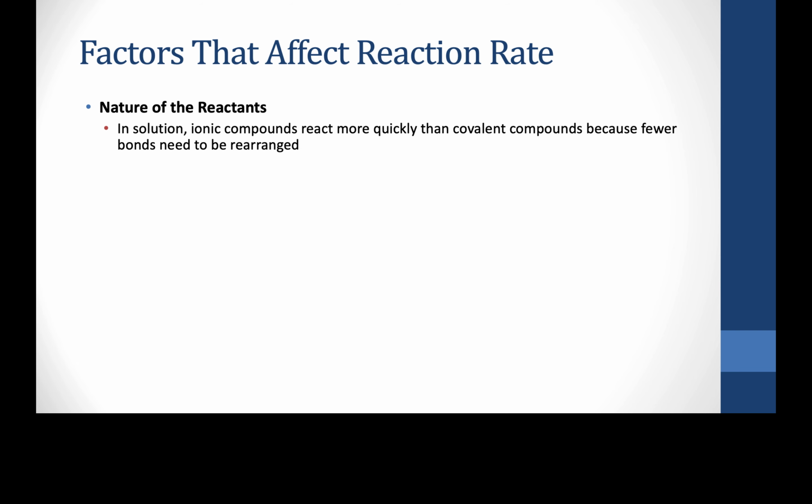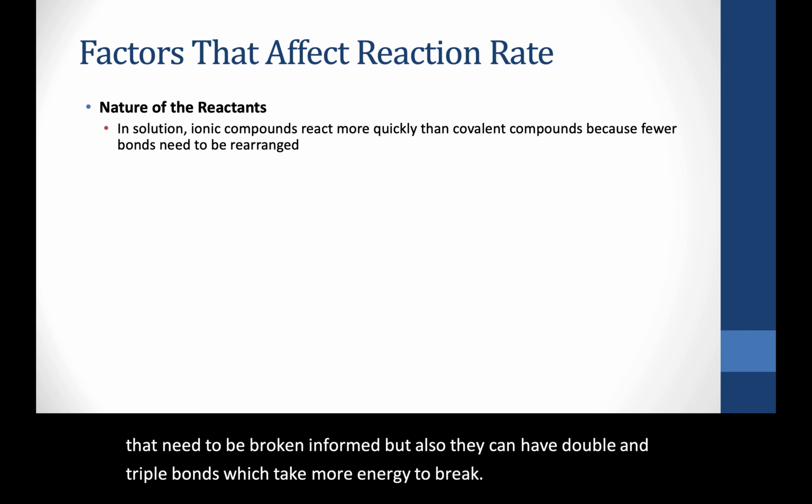Whereas covalent compounds can have many, many bonds that need to be broken and formed, but also they can have double and triple bonds, which take more energy to break. So ionic compounds tend to react more quickly. So it matters what the reactant is, right? If you're comparing two different substances, then some of the difference in the rate of reaction has to be due to the nature of the reactants themselves.